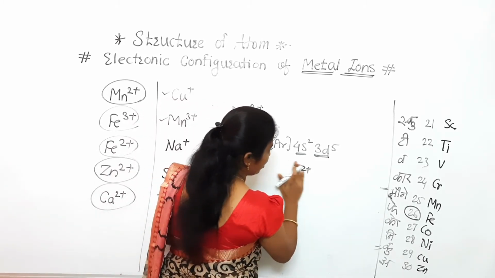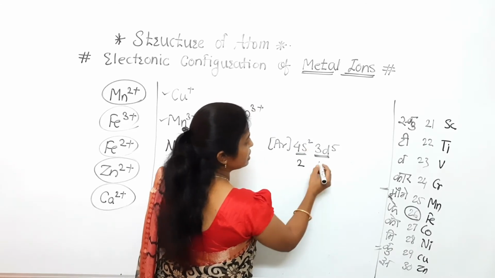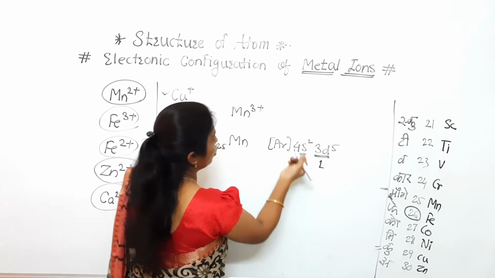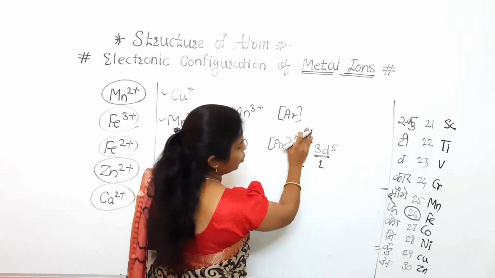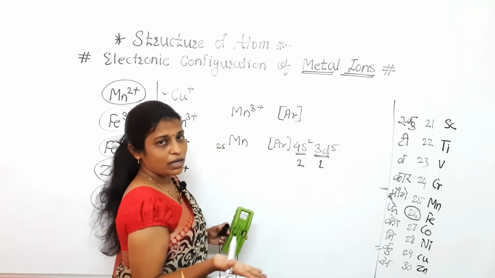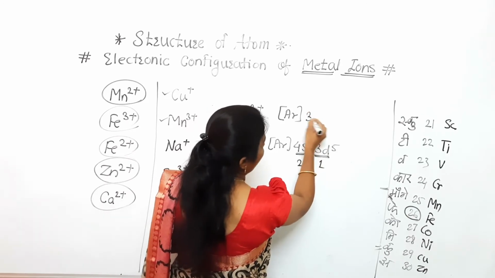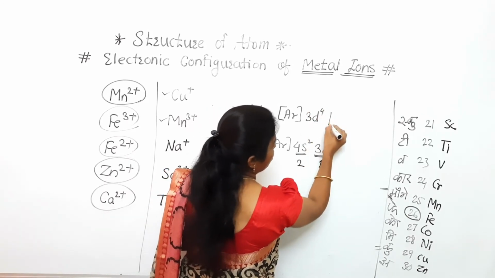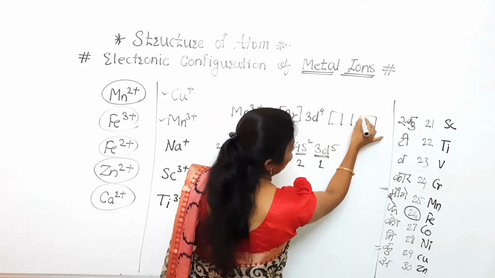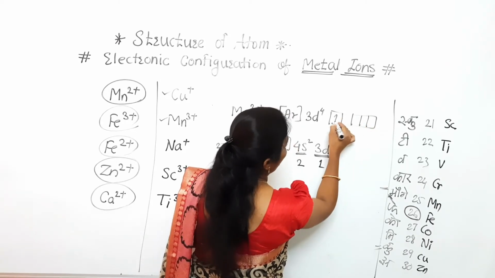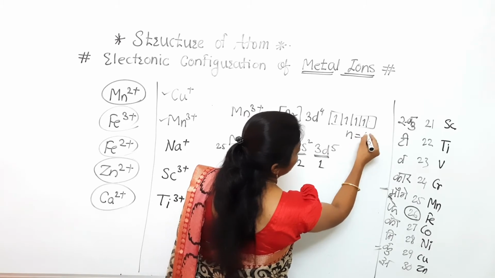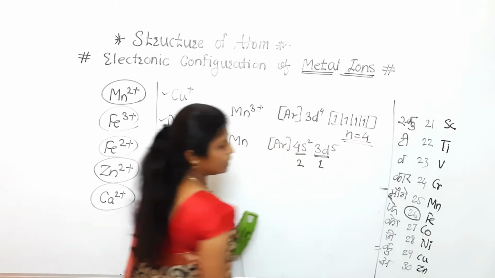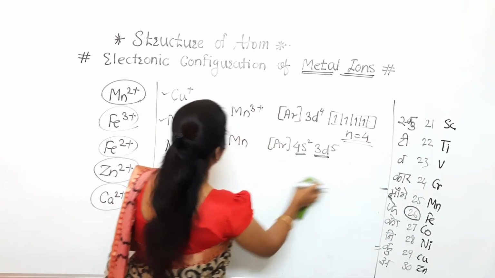So if we are removing 2 electrons from the 4s and 1 from the 3d, then what will be the electronic configuration? It will be argon, 4s no need to write because all are removed. Here instead of 5 it will be 4. For that one, if we consider 5 orbitals, 4 electrons, in this way the number of unpaired electrons will be 4. Clear to everyone? So this is another new point.